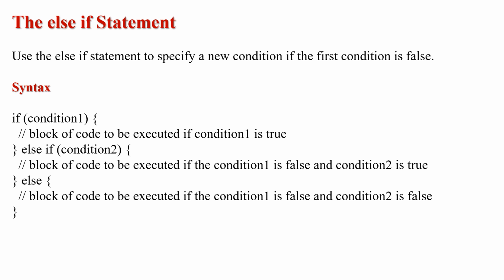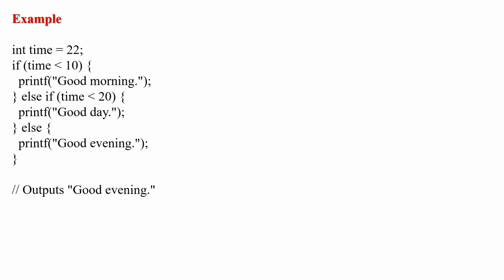So for example, time is equal to 22 and we are checking the condition if time is less than 10. It checks 22 is less than 10. So this is false. So again it moves to else if time less than 20. Again 22 is less than 20, this is false. Then it moves on to else, the good evening message.